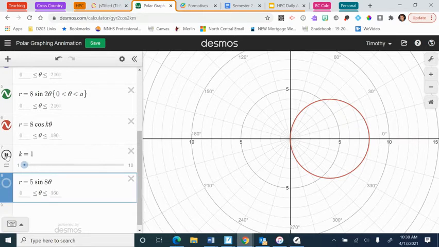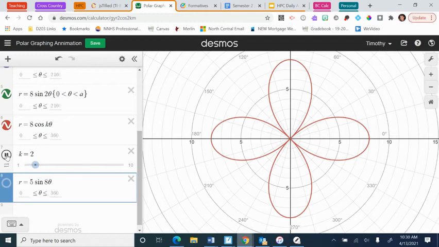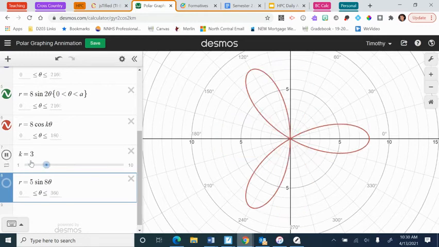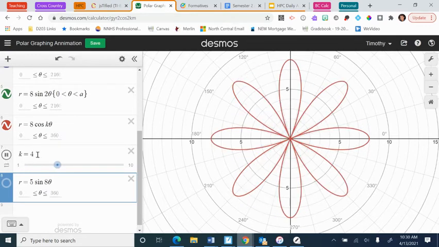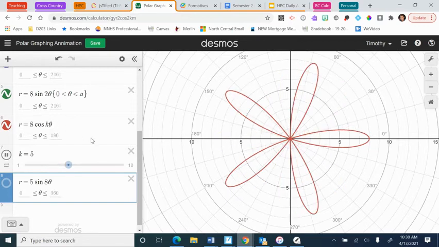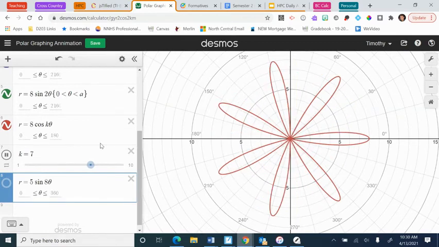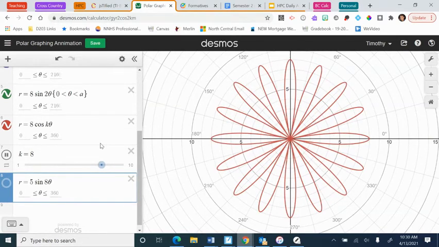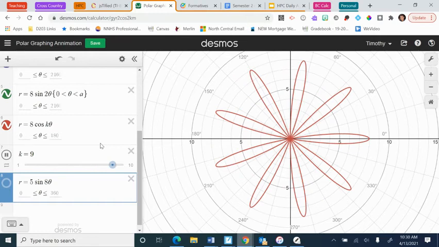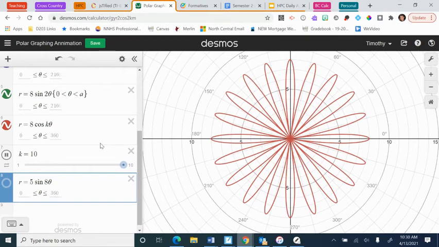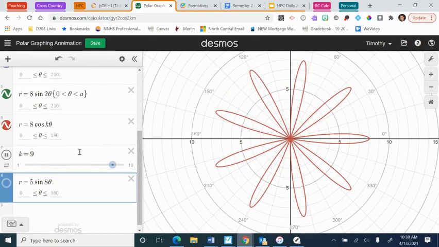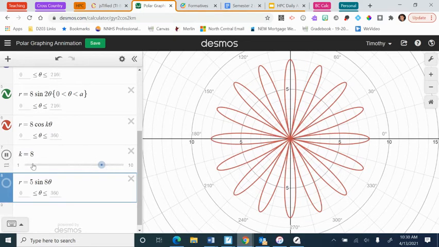But if I start looking at what happens when I have 2, and then 3, right? And then when k is 4, and again, k is just the coefficient in front of theta, there's 5. 6, we get 12 petals. 7, we only get 7 distinct petals. 8, we get 16 petals. 9, we get just 9 distinct petals. 10, we get 20 petals. 11, oh, it goes back to 9, right? Okay, so I must have put the cap at 10.